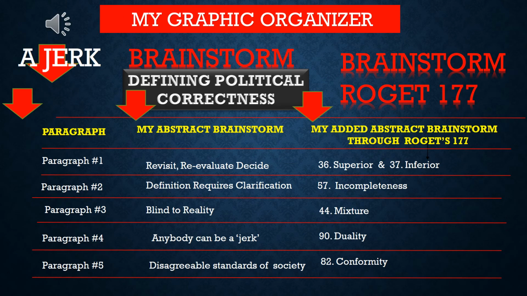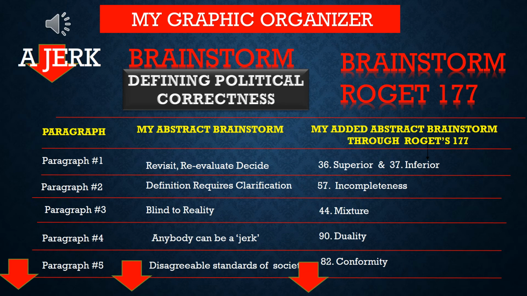Okay, here's my final graphic organizer. Under the title Jerk, you can see the 5 paragraphs listed on the left. Under the brainstorming, you can see how I reacted to not only the title, defining political correctness, but also each paragraph, how I decided my first reaction was to think of what the author's intent was, what his purpose was, what he was trying to say in abstract terms. And on the right hand side, I went through and you see the list going down of all the Roget concepts that, one by one in each paragraph, I found.